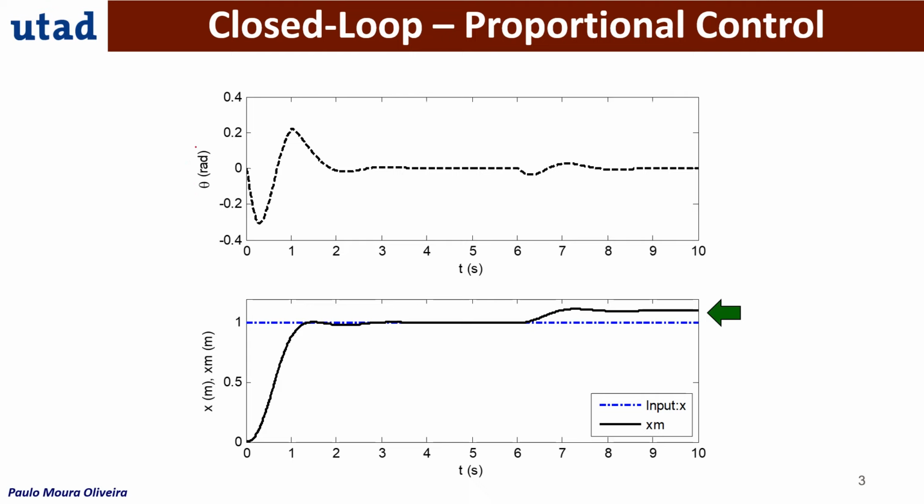In the top plot we have the angle in radians, and in the bottom plot we have the position of the load. We can see that it reaches 1 meter, and then when we have the disturbance at 6 seconds, because of the proportional controller we have a steady state error that we cannot get rid of.